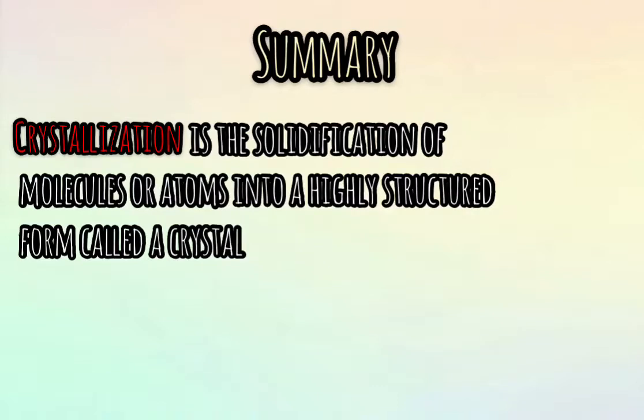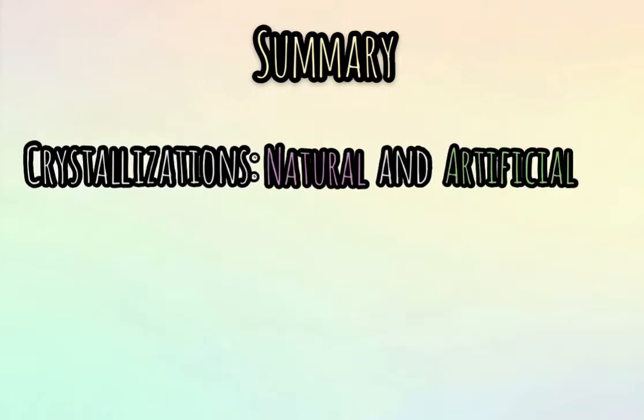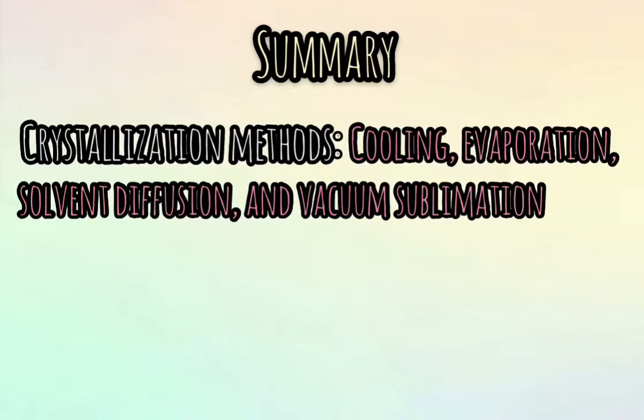Here's a brief summary of everything that was talked about in this video. We learned that crystallization is the solidification of atoms or molecules into a highly structured form called a crystal. Nucleation must take place before crystallization occurs. The two kinds of crystallizations are called natural and artificial crystallization. The types of crystals that are formed are determined by the temperature, the concentration of the particles, and the purity of the material. And the last were the four methods used to crystallize substances: cooling, evaporation, solvent diffusion, and vacuum sublimation.